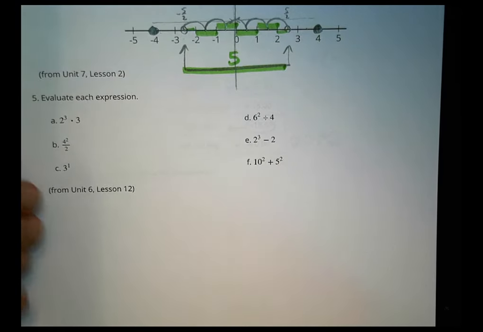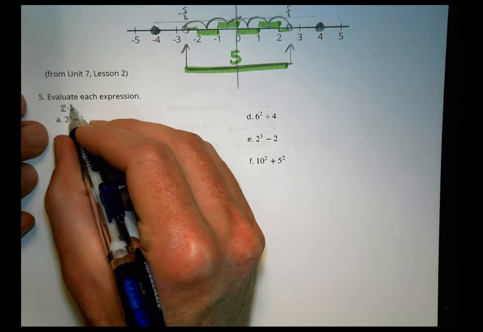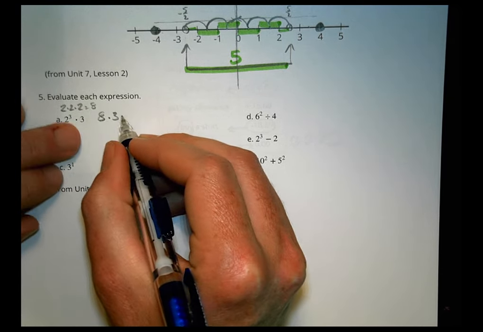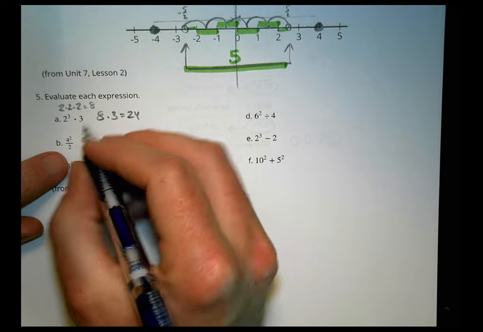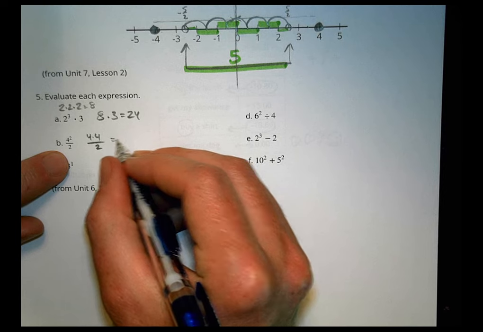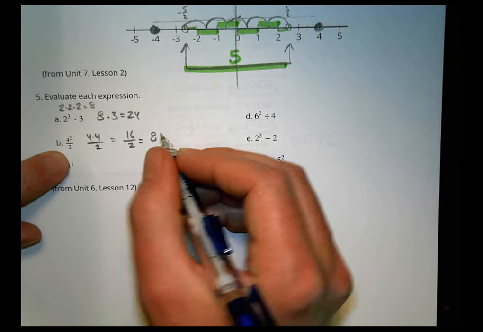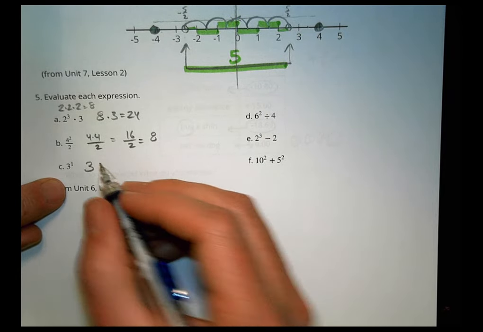And finally, some review. Evaluate each expression. 2 to the third power is 2 times 2 times 2, which is 8. So I have 8 times 3, which is 24. Here we have 4 squared, which is 4 times 4 over 2, which is the same as 16 over 2, which is 16 divided by 2, which equals 8. 3 to the first power is simply 3.